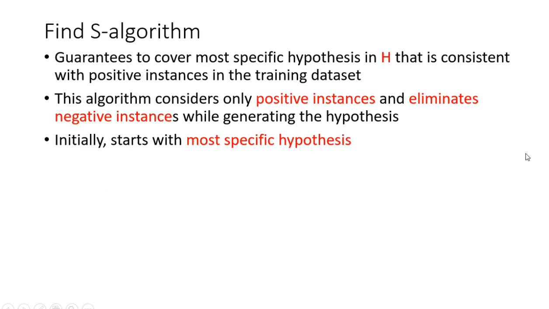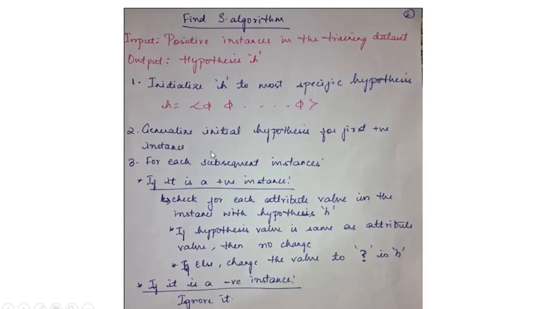Initially, we start the algorithm with the most specific hypothesis. So let's see the algorithm. The input to this algorithm are only positive instances in the training data set. So in the training data set, suppose I have the labels as yes and no. Yes is a positive instance, no is a negative instance. So only positive instances will be considered for the hypothesis. The output is that we are going to come up with a hypothesis H.